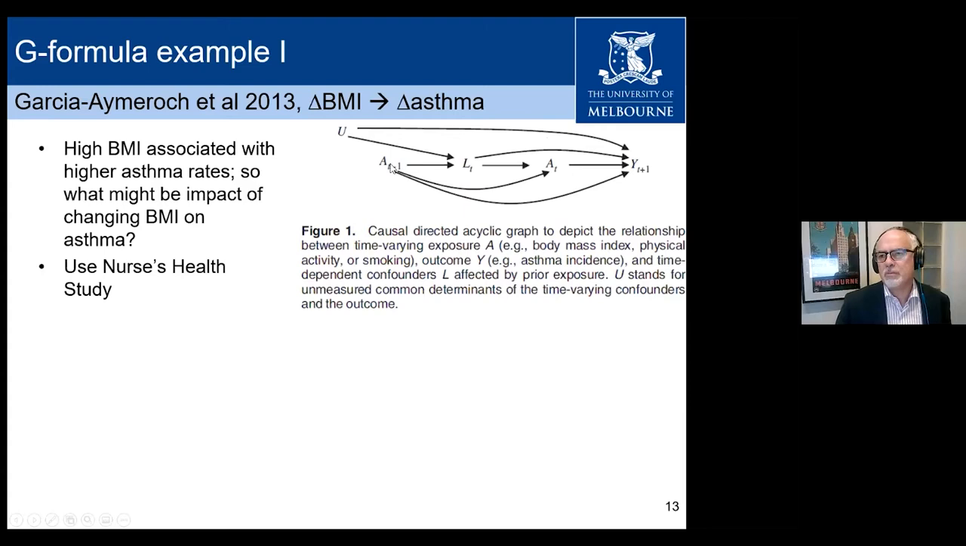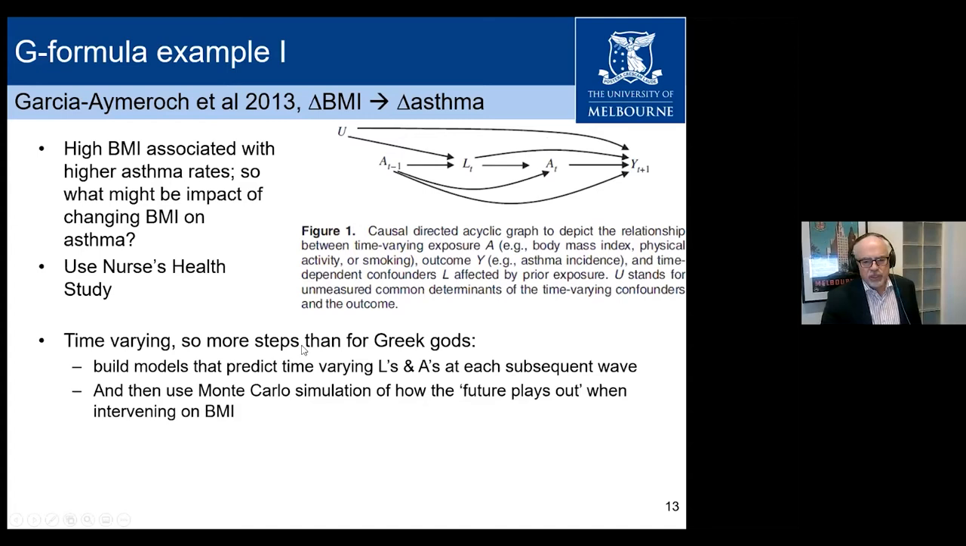So whatever the BMI was 2 years ago, whatever it is now. So it's a generic, because it's got all the waves in there in one hit, rather than having the DAG going, one of those really big complex DAGs. It's just saying this is what happens from time step T minus one to time step T. So it's time varying, so it's many more steps than you could do for the Greek gods example if you went and played with that. I do encourage you to. It's very nice for understanding what's going on here.